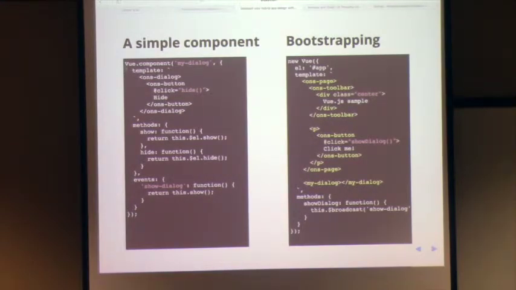This is just to show how easily we can integrate it with Onsen UI. I just created a component using Vue.js, which is called my dialog. In the template, I just put the Onsen dialog element with some content, and we can have methods to show or hide it, and it can also listen to events. So when the show dialog event is emitted, this will catch it, and it will display the dialog.